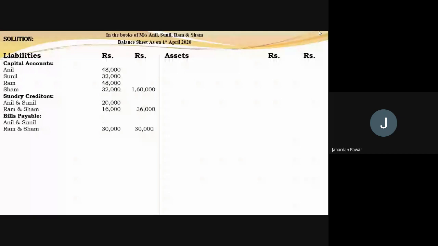Then assets are also there. You can see the plant and machinery. Anil and Sunil's is rupees 40,000, but Ram and Sham's plant and machinery is not taken over by the new firm. So we have to write a nil amount in the column of Ram and Sham. Means the total plant and machinery will be rupees 40,000. Then the buildings: Anil and Sunil's building is rupees 40,000 and Ram and Sham's building is not there. Means the total of the buildings is rupees 40,000 only.